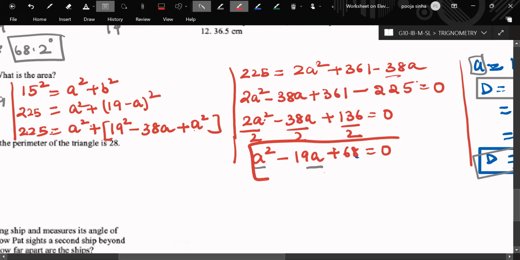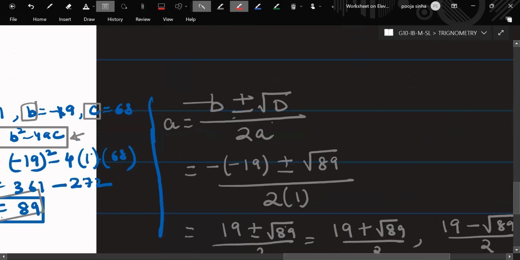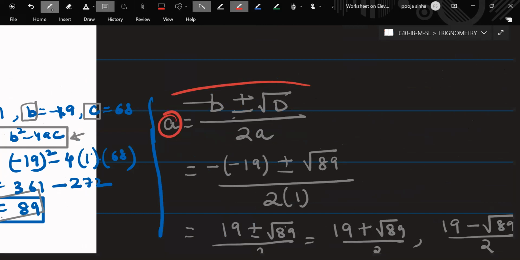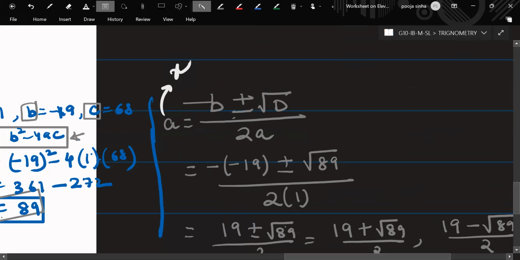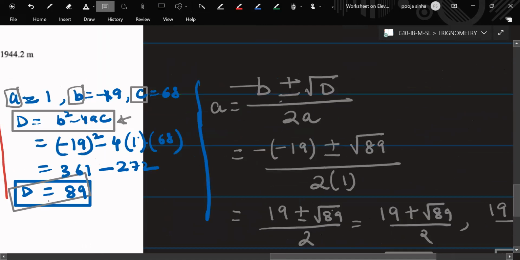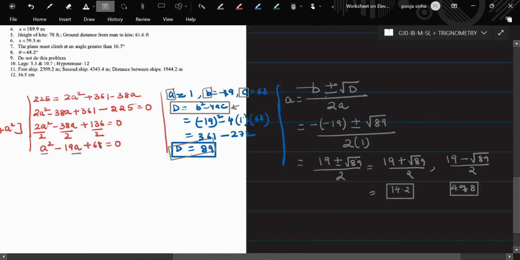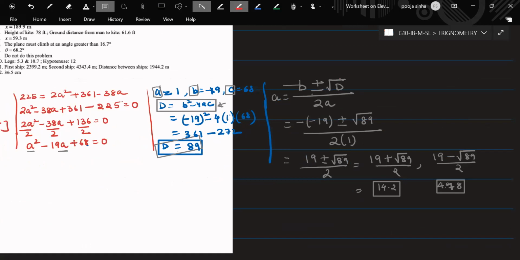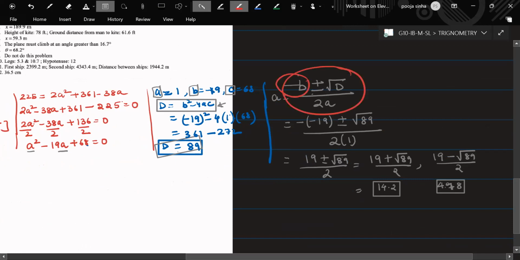Now you try to solve for A. We tried splitting the middle term, we couldn't, so we are using this formula. This A is actually the x. That x is equal to minus b plus minus root d upon 2a. Minus b is this b, which is minus 19. Plus minus, so we wrote plus minus. And d we found out, which is b square minus 4ac, that is 89, under root of 89. Did you get it? Now you just calculate once with a plus sign and later with a minus sign. You get two answers.